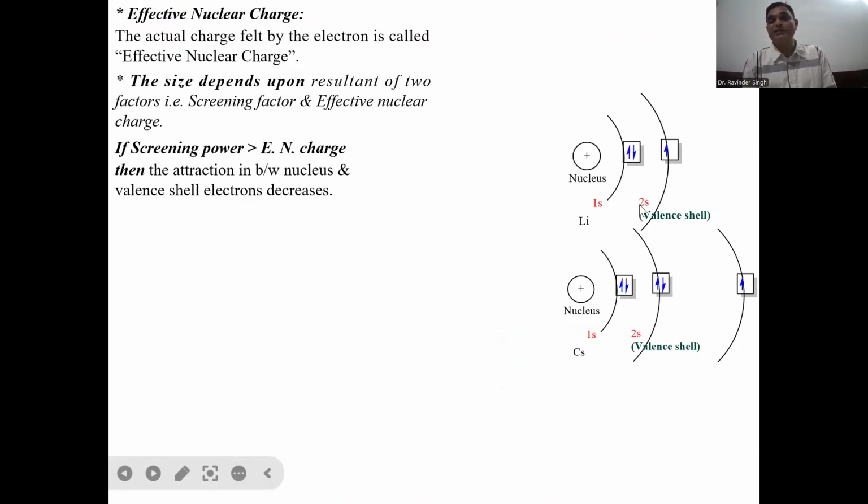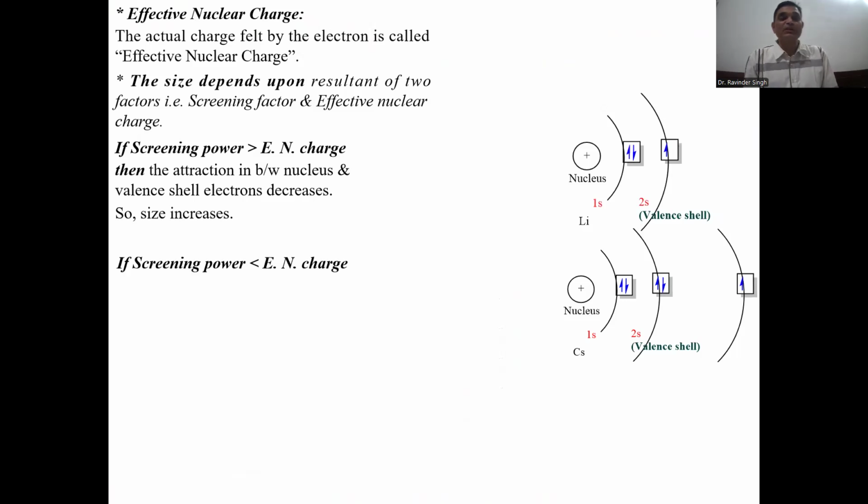On moving down the group, as the electrons are added in the next succeeding shell, the number of intervening shells increases. That means the screening effect increases, and it increases to such a large extent that it dominates over the increased effective nuclear charge. So on moving down the group, we observe that the screening effect dominates over the effective nuclear charge, and due to that the attraction between the nucleus and valence electron decreases, and as the attraction decreases, the size will increase.